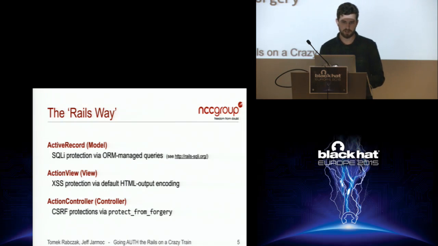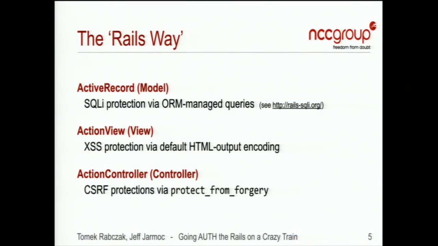So in Active Record, the model layer, you're going to get a lot of things by default, like SQL injection protection. There are a lot of ways that can go wrong, but you have to go out of your way for that to happen. We have a link up here to railssqli.org. That's a resource we use pretty regularly to make sure that when we're assessing code, these are the possible ways that it can go wrong, and these are the things that we look for. Action View is the view layer, so you're going to get things by default like HTML output encoding. So you should have XSS protection, and there are ways to shoot yourself in the foot. Those are the things that we look for. And Action Controller is the controller layer. When you build a new application, we'll go into this a little bit later, but you get things like cross-site request forgery protection by default via the protect_from_forgery method.